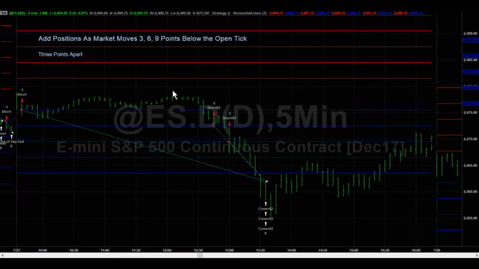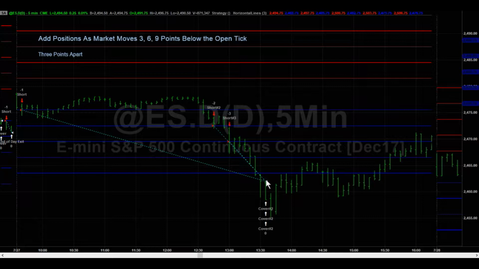So first off, we're going to add positions. It's a pyramiding scheme. We're going to add positions as the market moves 3, 6, and 9 full points below the opening tick. Like I said earlier, these lines are 3 points apart. This is a great day because it took advantage of all 3. It was able to put all 3 contracts on and then take a nice profit.